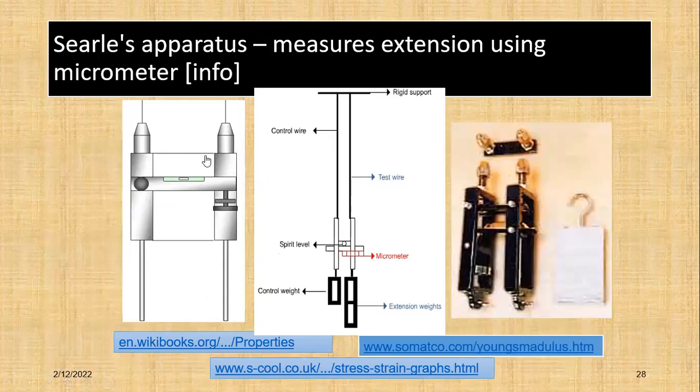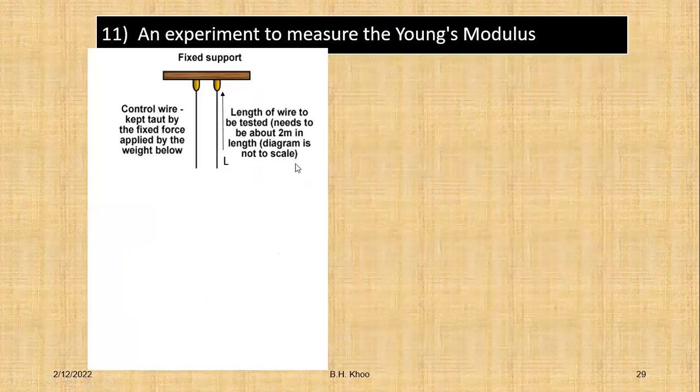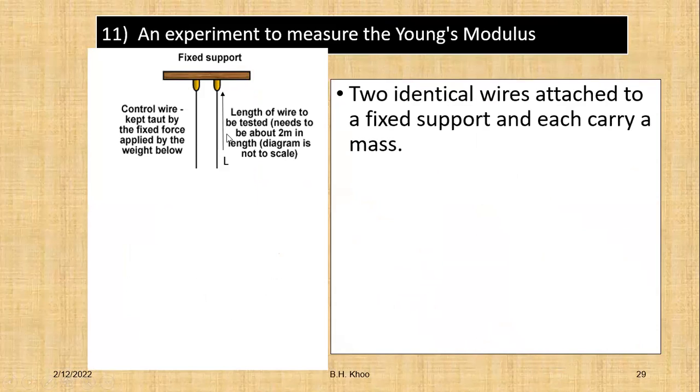Right? So these are the various apparatus. This one uses the micrometer method. In your exam you can just use this one, simple. We have 2 wires, one is a control wire, one is a test wire. 2 identical wires, that means they are the same material, attached to a fixed support, the ceiling, each carrying a mass. The mass is to stretch the wire only.